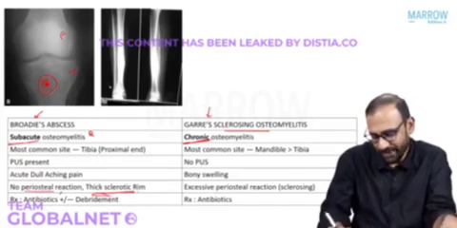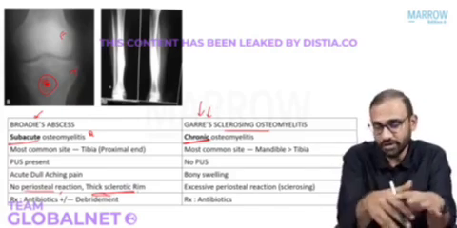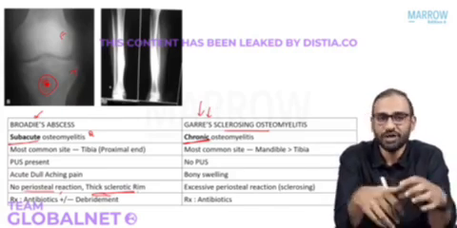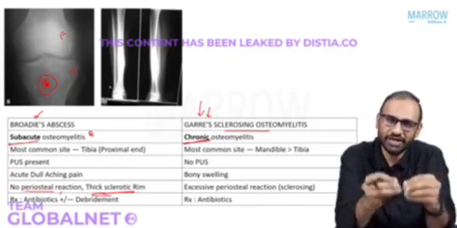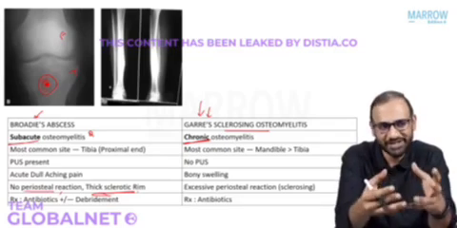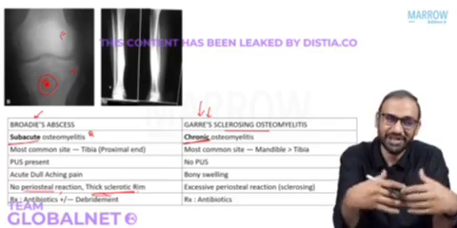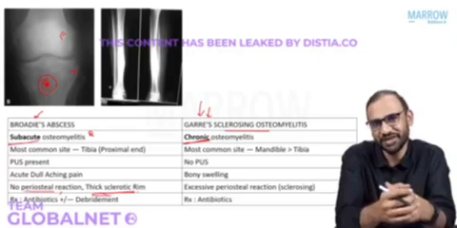On the other hand, what is Garre's sclerosing osteomyelitis? This is a chronic variant of osteomyelitis where the periosteum has reacted to the organism and it has killed it. The only disadvantage is that the periosteum has reacted a little more aggressively than it should have.